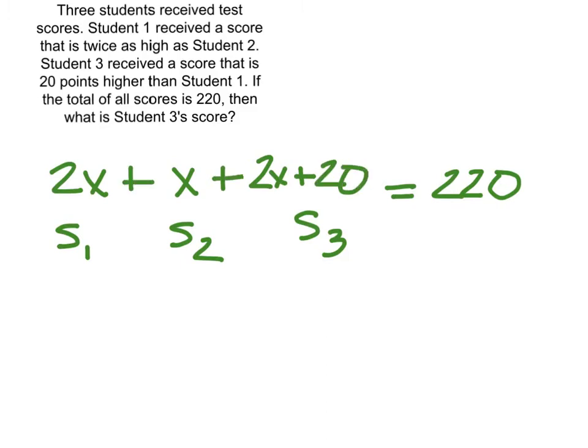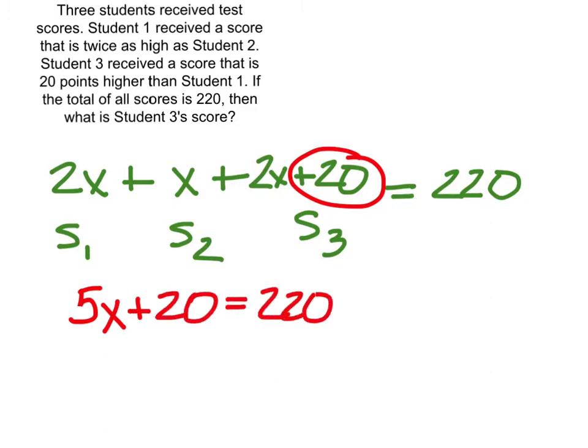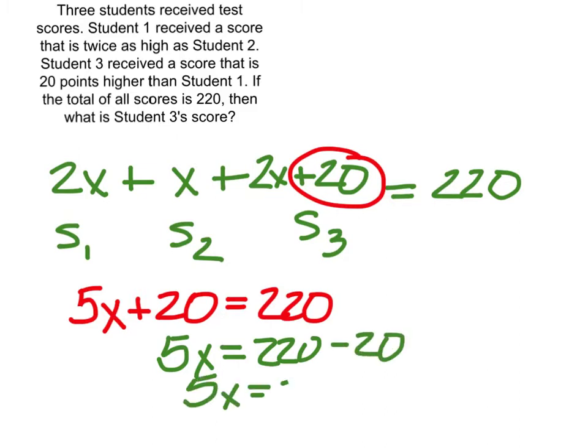So plus signs. How many x's do I have in this problem? Yeah, 2 plus 1 is 3, plus 2 is 5. And then we have plus 20 left over. What do I do with that 20 in this equation? Yeah, move it to the other side and make it a minus. So we'll have 5x equals 220 minus 20. And that would be 200.